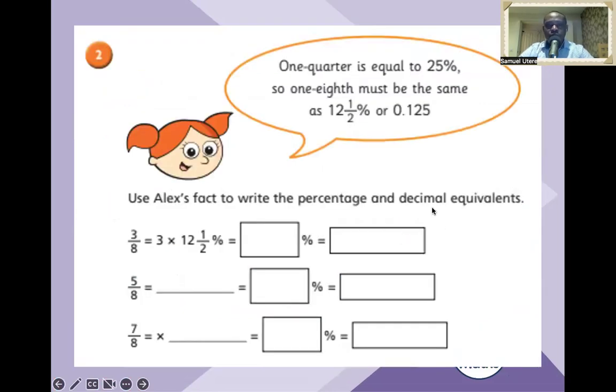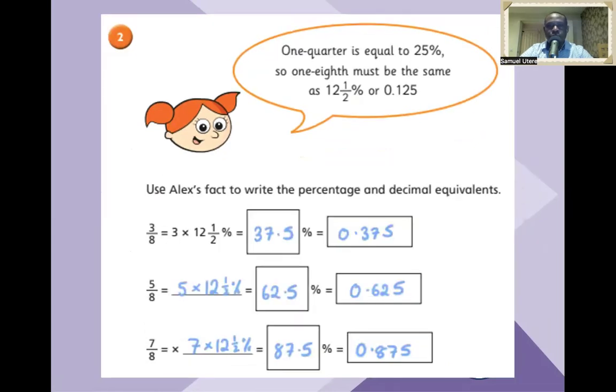Pause the video and answer question 2 in 2 minutes. Assuming you've paused the video and you've answered question 2, here are the answers. Here you were told 1/4 is equal to 25%. So 1/8 must be 12.5% or 0.125. Yes, that's right. So use Alex's facts to write the percentage and decimal equivalents.